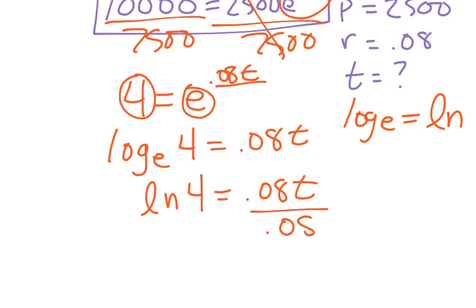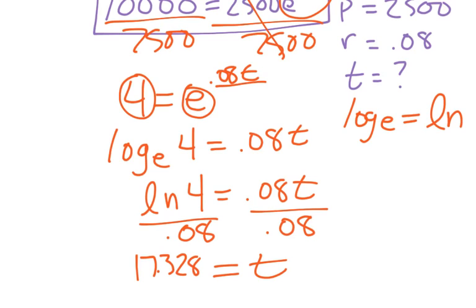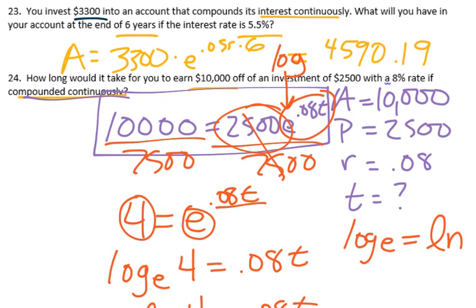Then to get t by itself, we divide by 0.08. So we take the natural log, which you can find on your calculator, of 4, and divide it by 0.08, and we would end up with 17.3287. So a little over 17, about 17 and a half years, is how long it would take for us to essentially quadruple our money.